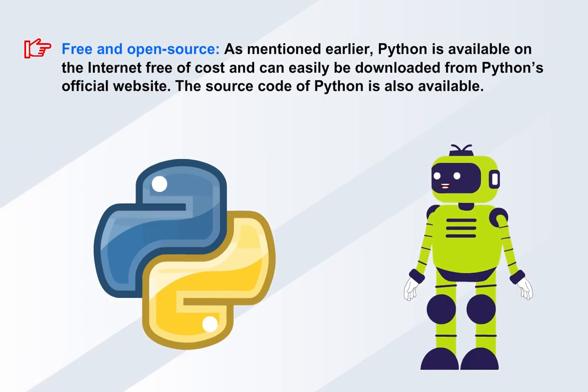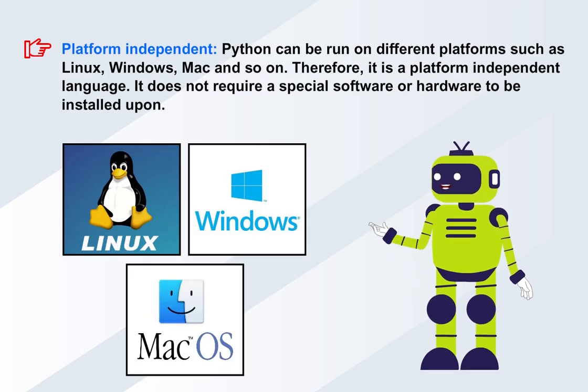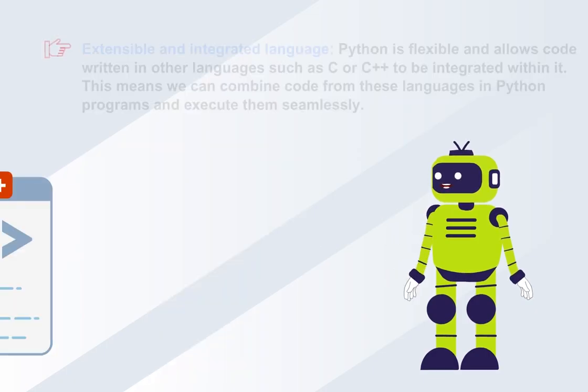Free and open source. As mentioned earlier, Python is available on the internet free of cost and can easily be downloaded from Python's official website. The source code of Python is also available. Platform independent. Python can be run on different platforms such as Linux, Windows, Mac, and so on. Therefore, it is a platform independent language. It does not require a special software or hardware to be installed upon.